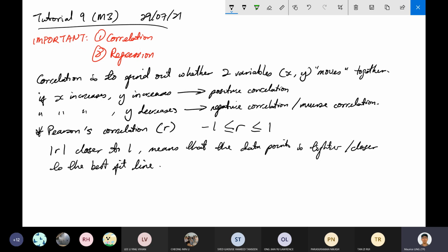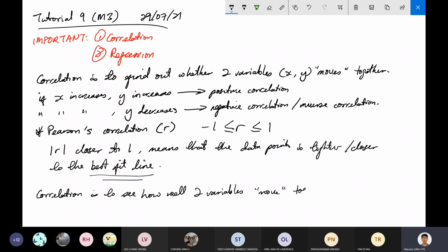You have learned how to draw a best fit line back in your secondary school days already, but today we are going to learn something different. So that's the main purpose of the correlation coefficient, to see how well two variables, so-called, move together. So that's the whole concept of it.